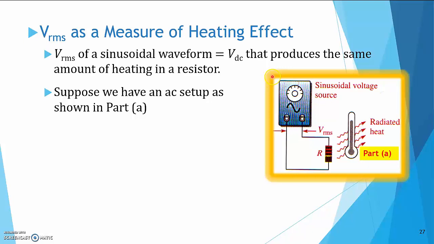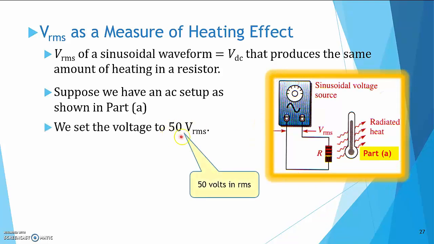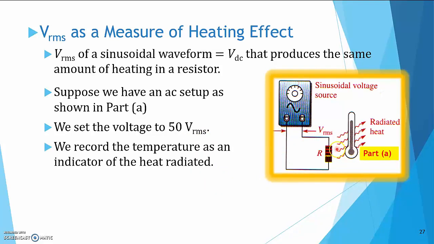You may be wondering why we talk about root mean square value. It is because root mean square value is related to power dissipation. Let's explain it with an imaginary experiment. An AC voltage of 50 volt root mean square value is applied to a resistor. The temperature generated from the resistor is recorded to indicate how much power is dissipated from the resistor.